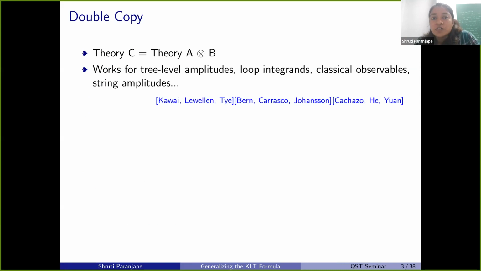So the structure that I have in mind on the space of theories is the double copy, which is a relation that allows you to multiply two different theories A and B and get a third theory C out of it. The original relation was found in string theory. Since then, the field theory limit has been extended to loop integrands, to classical observables, like some black hole solutions, and of course tree level amplitudes, which is what we'll be concentrating on in this talk.